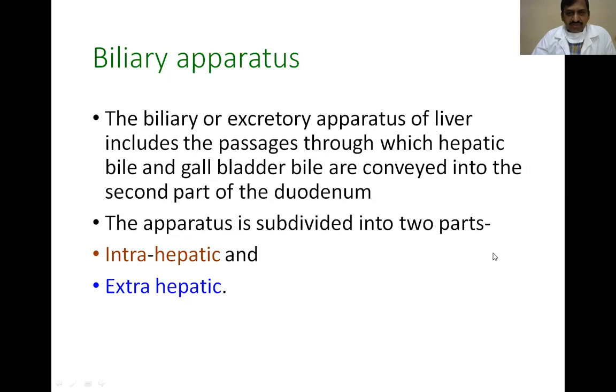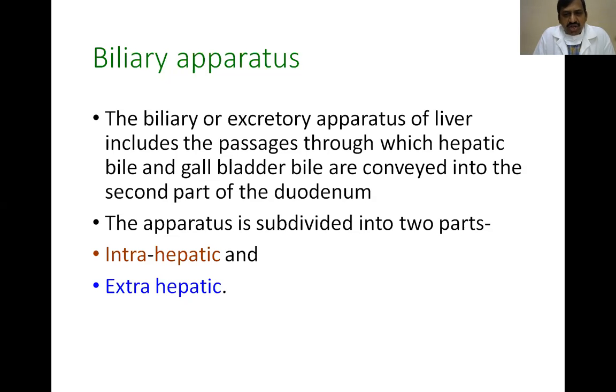Today we are going to discuss three topics. The first one is the biliary apparatus, especially the extra-hepatic biliary apparatus. Then the thoracoabdominal diaphragm. And next is the peritoneum. What is the peritoneum? What are the different segments of the peritoneum? All these things we will discuss. First, we discuss the biliary apparatus.